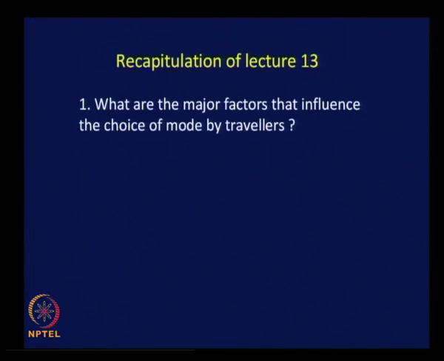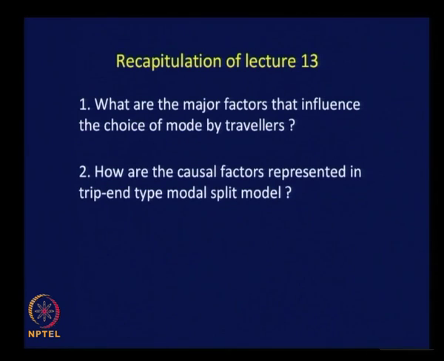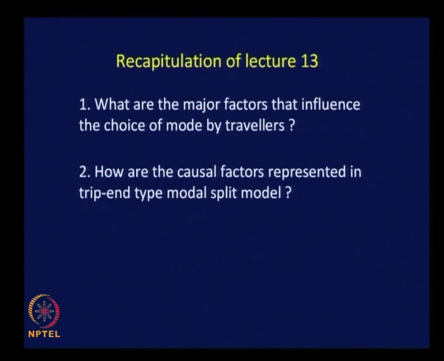The next question is this: how are the causal factors represented in trip end type modal split model? Representation of causal factors in trip end type modal split model. As we discussed, we have to represent the socio-economic characteristics and transport system characteristics in some form. How do we represent these characteristics in this particular type of model? Anyone? Fine, let me answer this question.